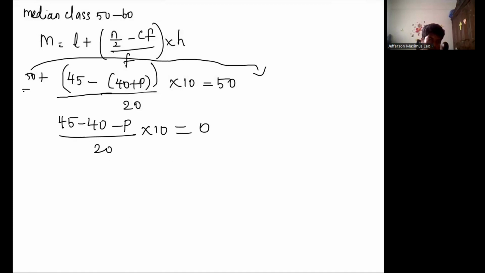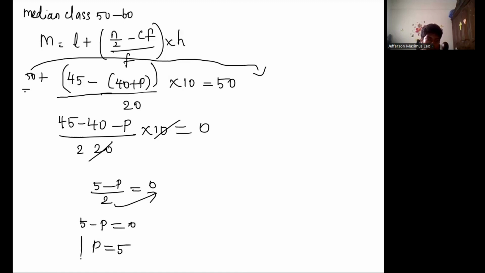Ma'am, can't we cancel the zeros? Only the 2 will remain. 45 minus 40 is 5. 5 minus P is equal to 0, so the 2 goes there. Now also 0. 5 minus P is equal to 0, so P is equal to 5.